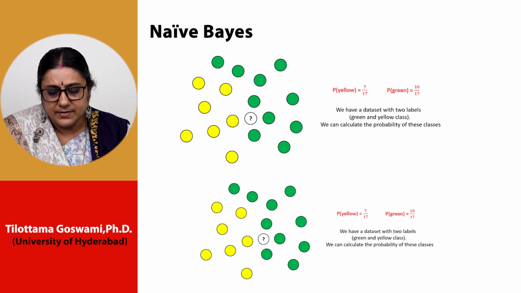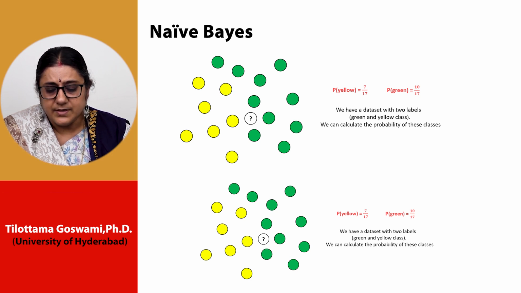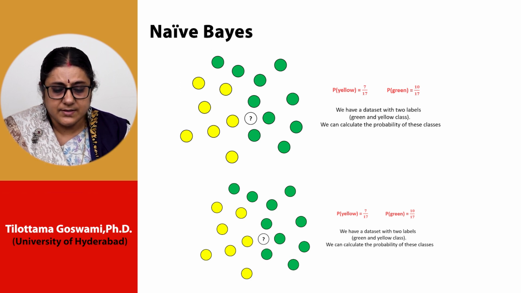Then computing the posterior probability by using this Bayes theorem, we compute and then we come to know whichever probability is high, the question mark value will be green or yellow. Presently, the probability is higher that the question mark is green in color. This is how the naive Bayes calculation is done.